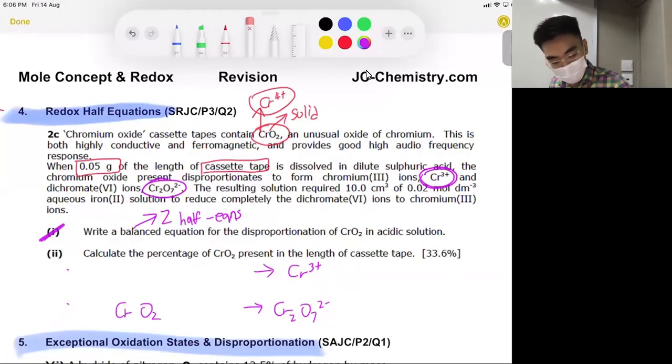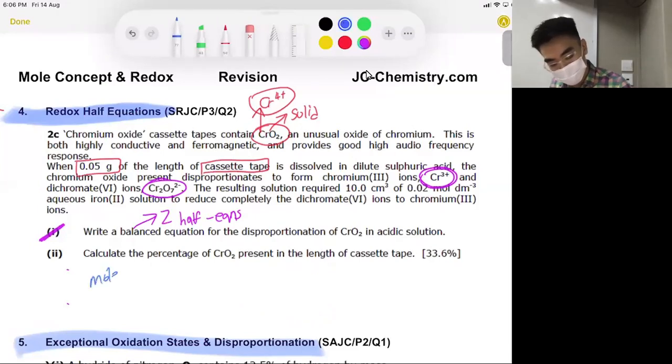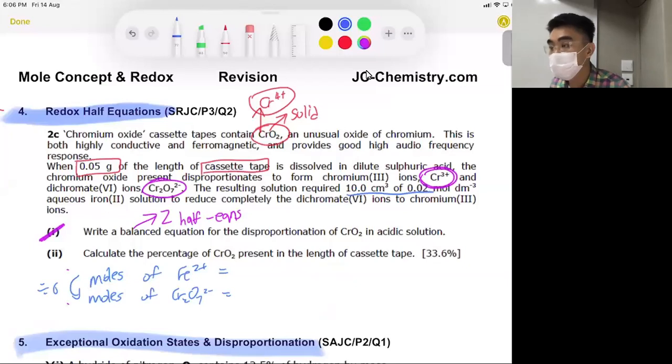Okay, so if you look at the question, you can already solve for the moles of Fe2+. This was given in the question. All of you can count that. Then I can solve for the moles of Cr2O7 2-, which is divided by 6.